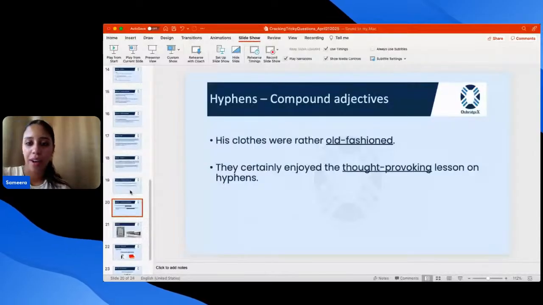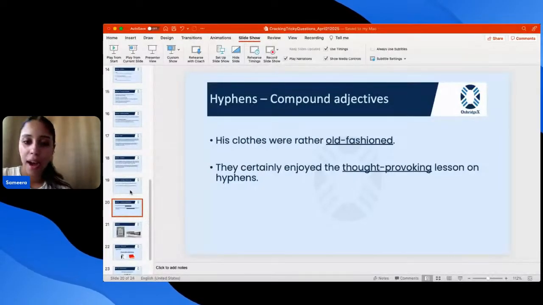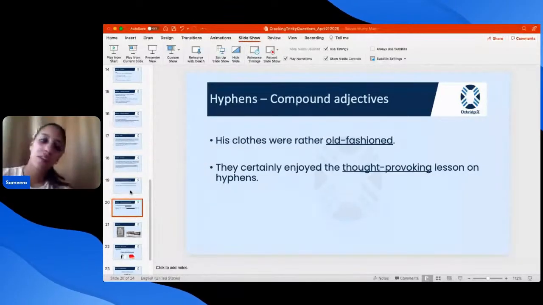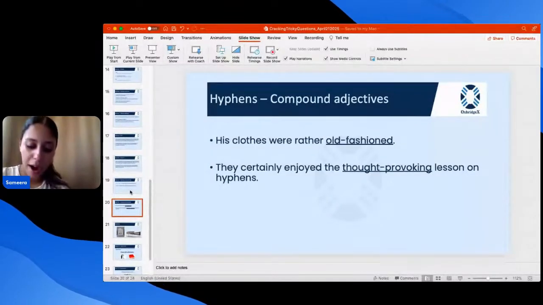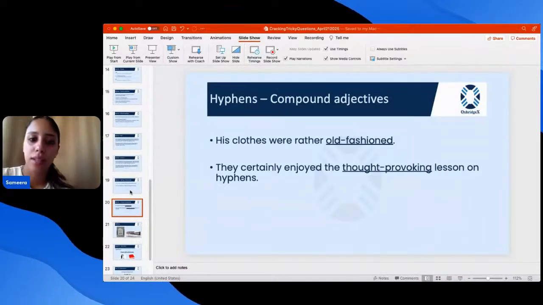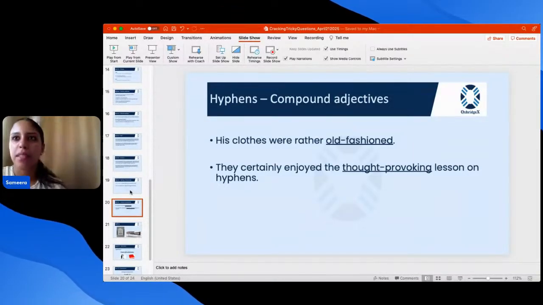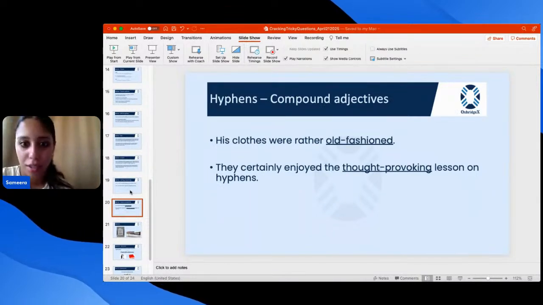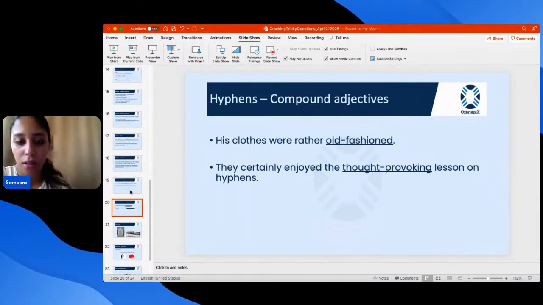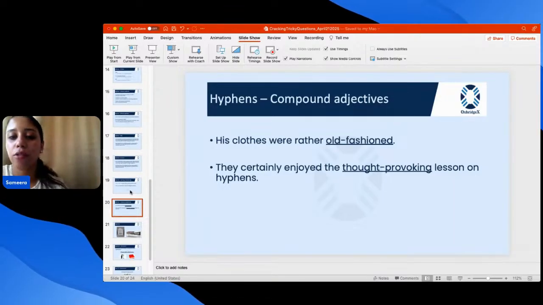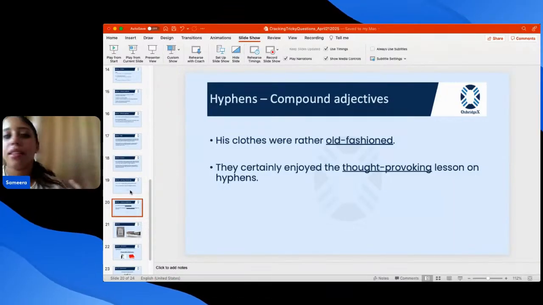So if I have old-fashioned, now the reason why I need a hyphen is because if I had the old fashioned, that's two different words, right? However, if I'm describing something as old-fashioned, I'm suggesting that it's not as modern, right? Probably something that's a bit worn out, something that's not today's style, right? And why do I need a hyphen between old-fashioned, and why am I not just leaving it as old fashioned? The sentence wouldn't make sense.